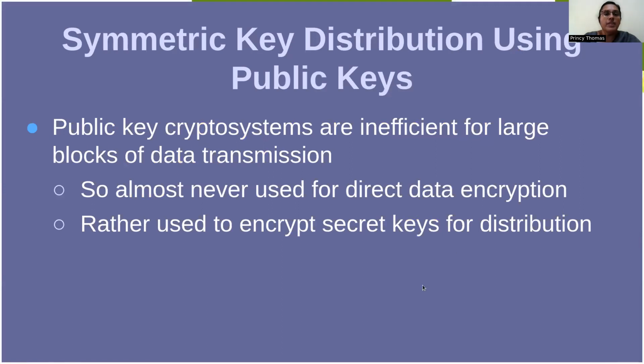Public key crypto systems are inefficient for large blocks of data transmission. So normally, instead of transmitting large blocks of data using public key crypto systems, we use symmetric key encryption. But the problem with symmetric key encryption is that the symmetric key, the secret, should be securely transmitted. So the public key crypto system is used to transmit small amounts of secret information.